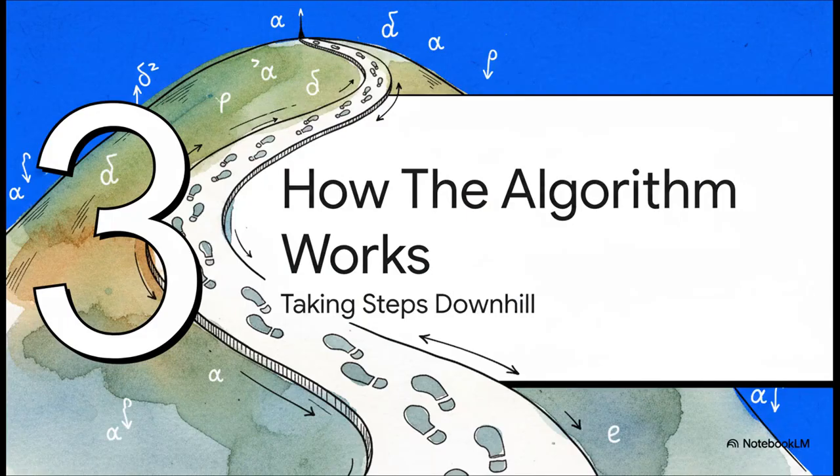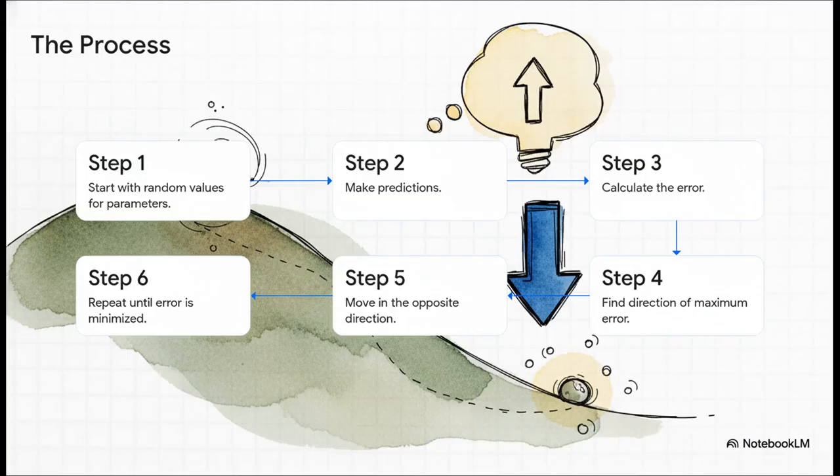Okay, so how do we actually get down the hill if we can pretty much only see our feet? We can connect this analogy directly to the step-by-step process that the gradient descent algorithm follows. It's all about taking small, calculated steps downhill. So how does it do it? Well, it's a cycle. First, for step 1, the model starts with completely random values for its parameters. This is like being dropped onto a random spot on our hill.